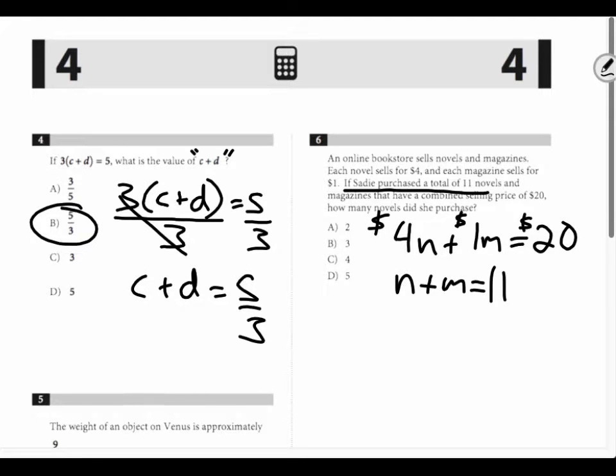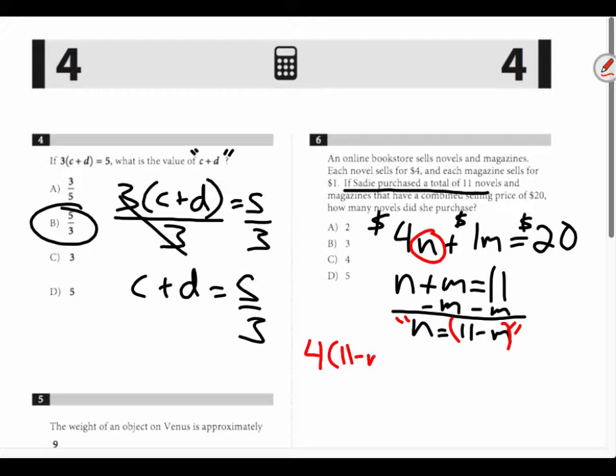Now, what I can do is substitute one in for the other. I'm going to solve this by subtracting m from both sides, and I get n is equal to 11 minus m. Now, this n from the second equation, I'm going to plug in here. In other words, if I write the first equation, 4 times n, but instead of n, I'm going to plug in 11 minus m, plus m equals 20. Now when I do that, notice that I have an equation with just one variable, m.